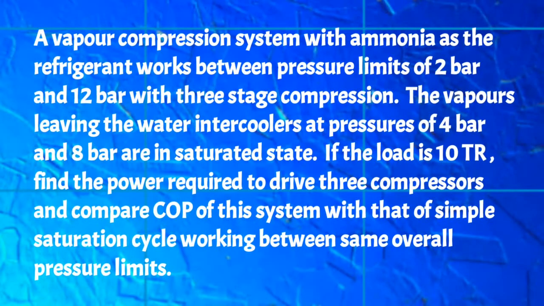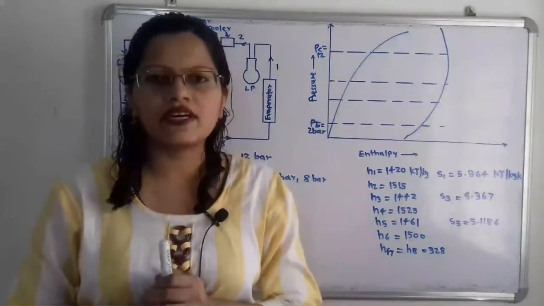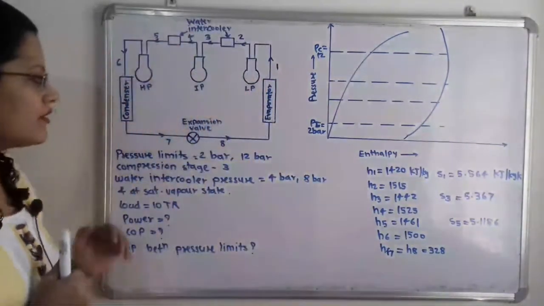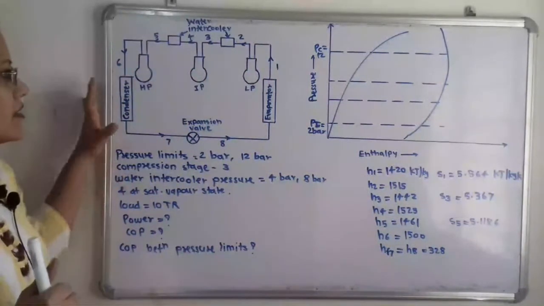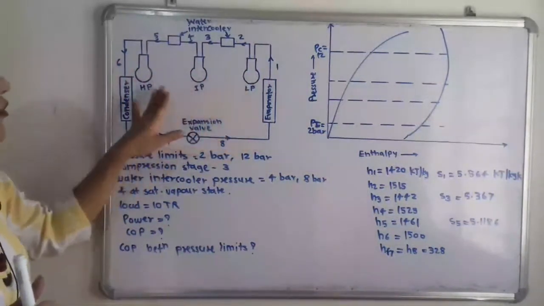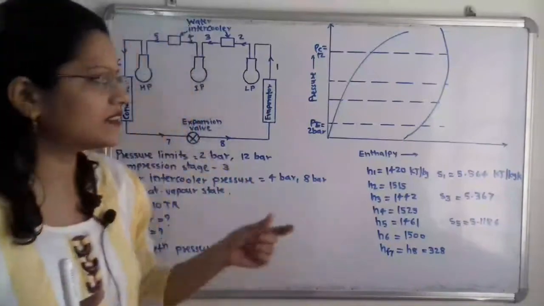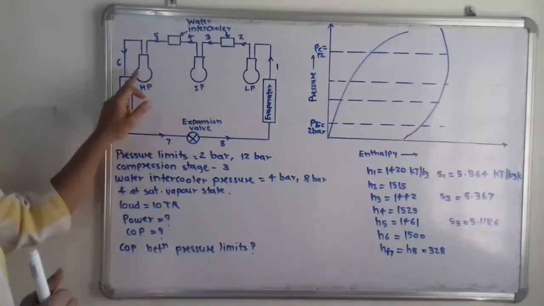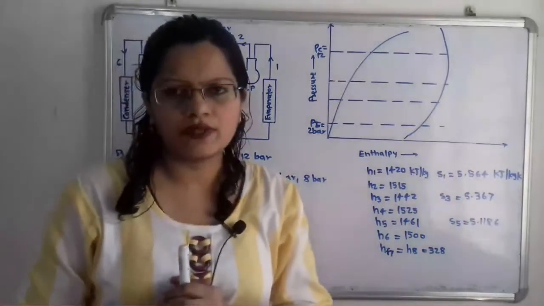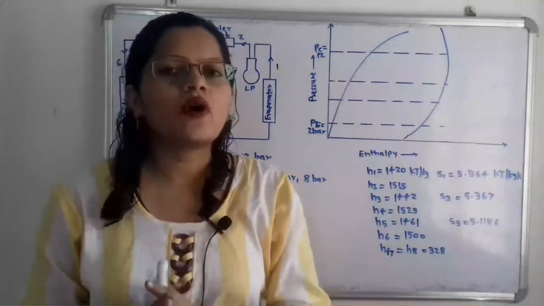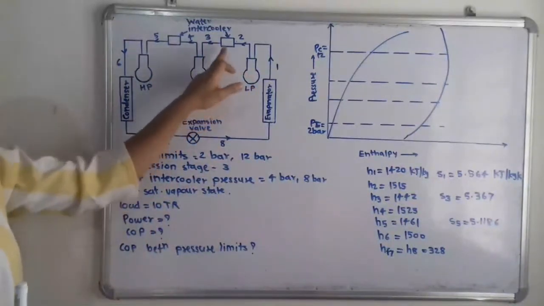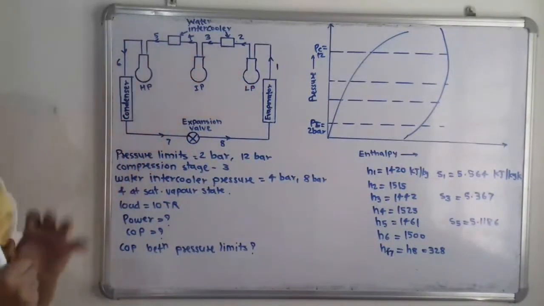So let us first understand what the given data is and which factors we have to find out. Now if we observe here, the system is given with 3 compression stages. So we can say that this is the low pressure compressor, intermediate pressure compressor and high pressure compressor, and there are 2 water intercoolers in between these 3 compressors.